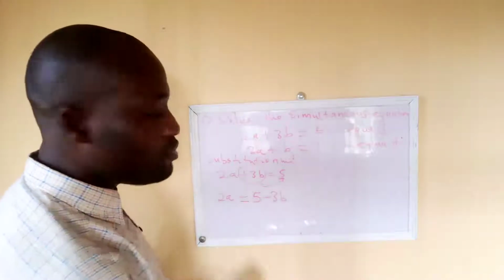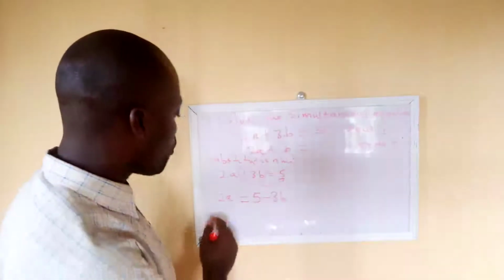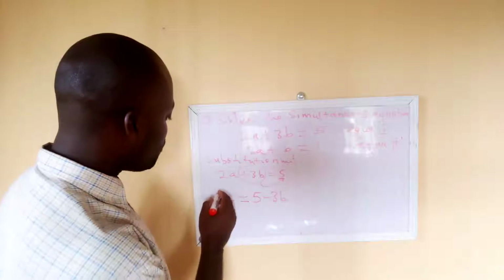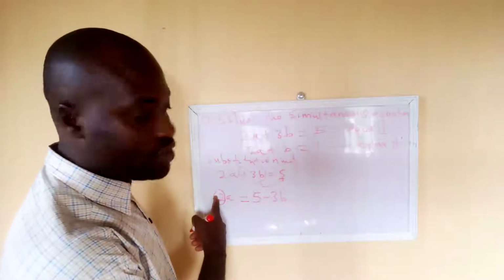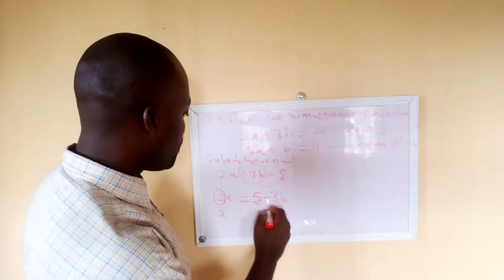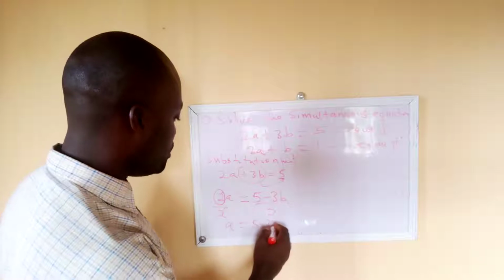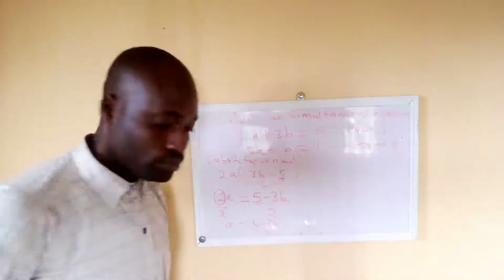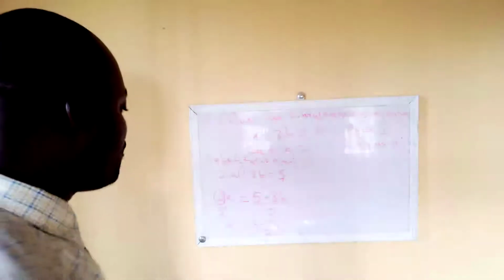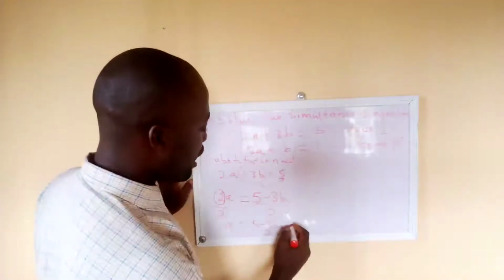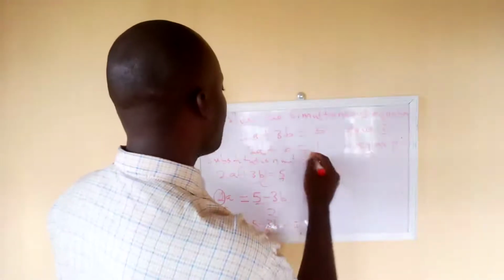So the next thing is to divide both sides. In order to make a the subject of formula, we divide both sides by the coefficient of a. And what is the coefficient of a? The number that is attached to a is the coefficient of a, which is 2. Divide this by 2, divide this by 2. So a at the end will be 5 minus 3b over 2. So immediately we have 5 minus 3b over 2, we can call that equation 3. So the next thing is to go to equation 2.